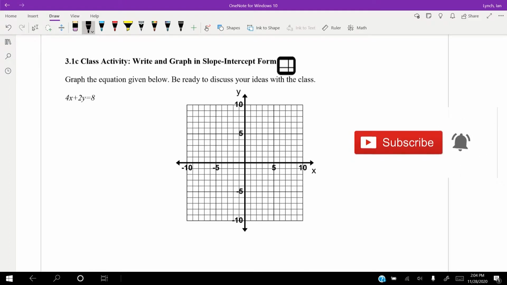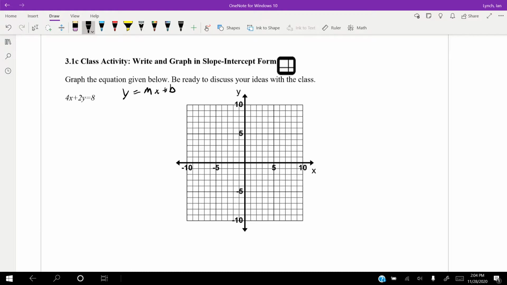Now, let's graph this equation. I don't know how to graph this. Do you guys know how to graph this? We haven't graphed an equation that looks like this, so let's change it to something we do know how to graph. We always have it as y equals mx plus b, right? We always have it as y equals something. So let's get it to look like that.